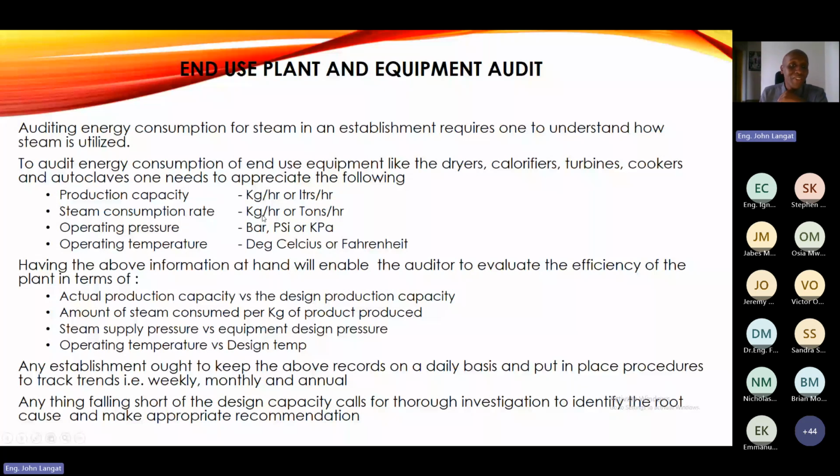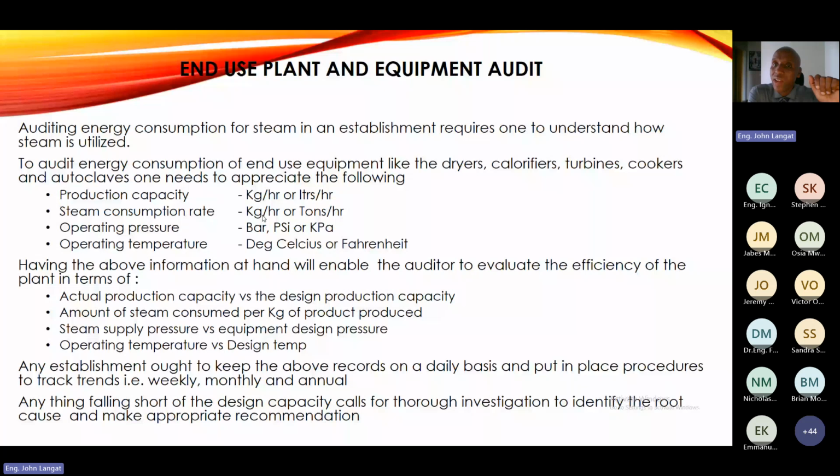Some organizations have even gone to the extent of installing a steam meter in each and every plant. That is, dryer 1 has its own steam meter, dryer 2 has its own steam meter. Because say I buy a dryer from McCloy or Marshall Fowler, and they tell me this dryer consumes steam at 1,800 kilograms. That's how they normally say it, 1,800 kilograms of steam per hour.